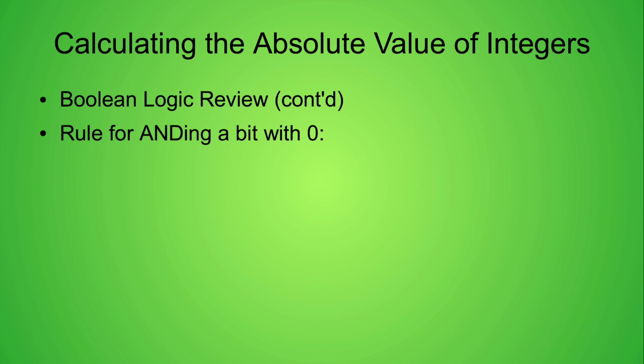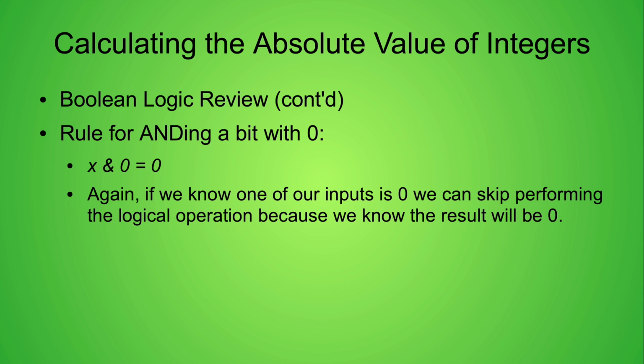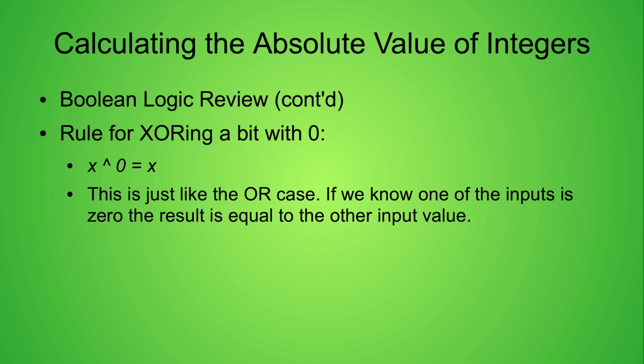Similarly, if we AND 2 bits together and one of the bits is always 0, the result of the AND operation will always be 0. Lastly, if we exclusive OR 2 bits together and one of the bits is always 0, then, like the OR case, the result is always just the other input bit.